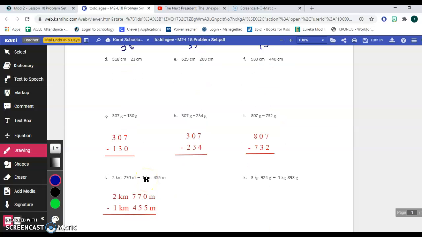Okay, now moving down, I'm going to do these with you tomorrow in our lesson because borrowing across zeros is a pretty tricky skill. And so I want to make sure I go over these with you tomorrow.